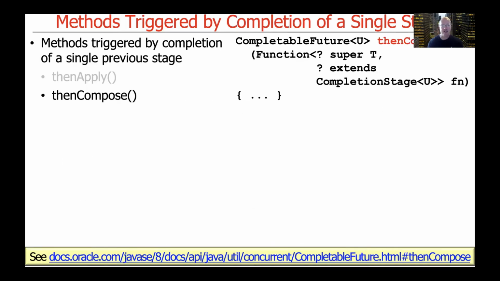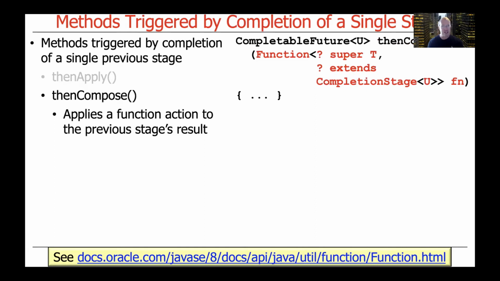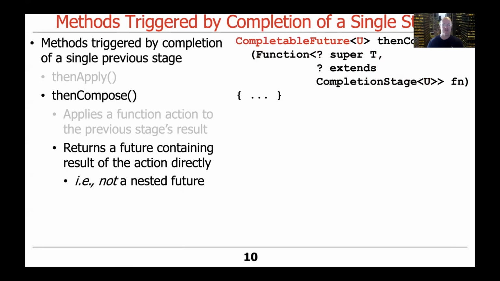Let's talk next about the then compose method. Then compose syntactically looks very similar to then apply, but it has a really important difference. Like then apply, it applies a function action to the result of a previous completion stage. So there's a function that gets applied when the previous completion stage finishes. The difference here is that this returns a completable future that contains the results of the action directly rather than a nested completable future, which is what you'll end up with then apply. You can end up with nested completable futures as opposed to non-nested completable future results.